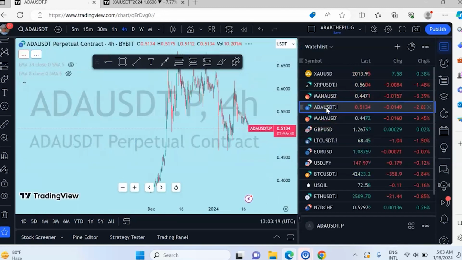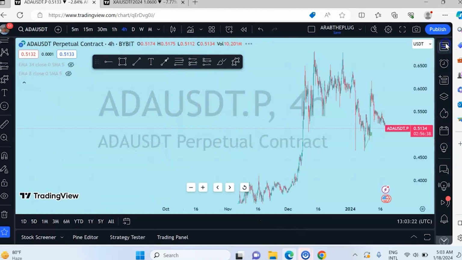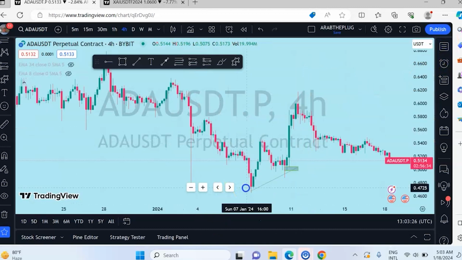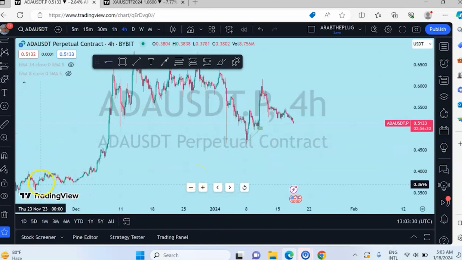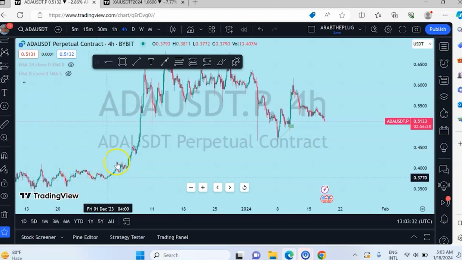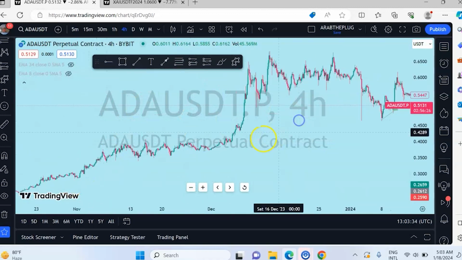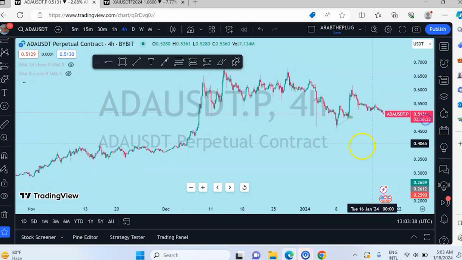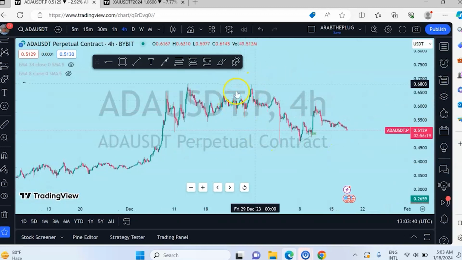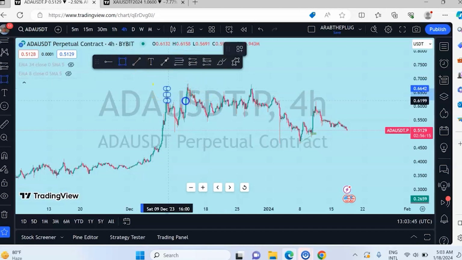So this is ADA USDT. You will see that if you look at this market, this market has been in an uptrend from this point going up, but at this point we can say it has started a downtrend movement from this point. Even though this particular place is a range, yes, this particular point is a range.